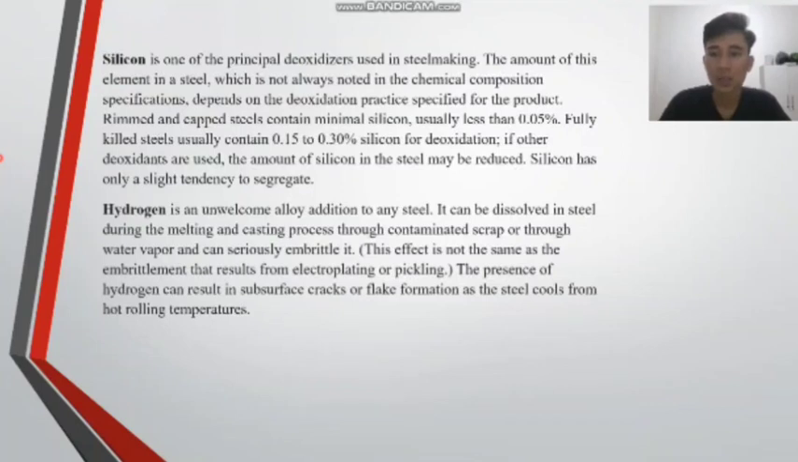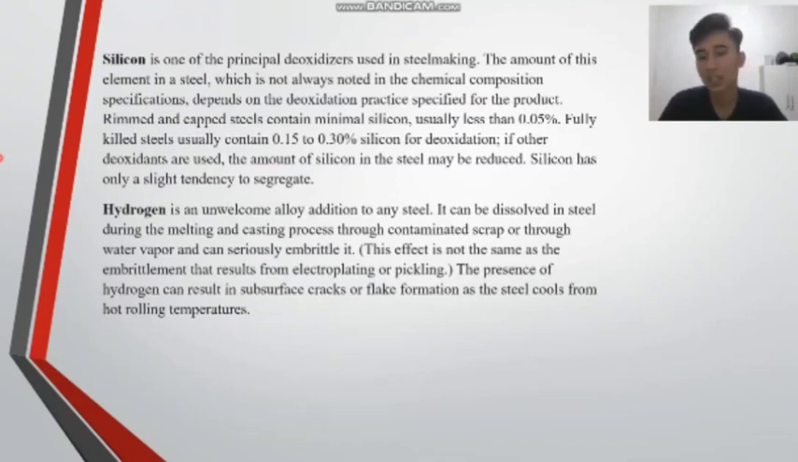Rimmed and capped steels contain minimal silicon, usually less than 0.05%. Fully killed steels usually contain 0.15 to 0.30% silicon for deoxidation. If other deoxidants are used, the amount of silicon in the steel may be reduced. Silicon has only a slight tendency to segregate.